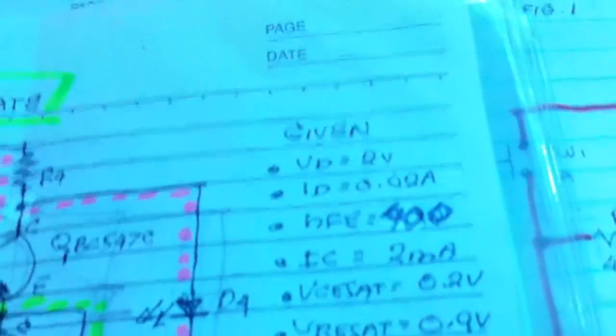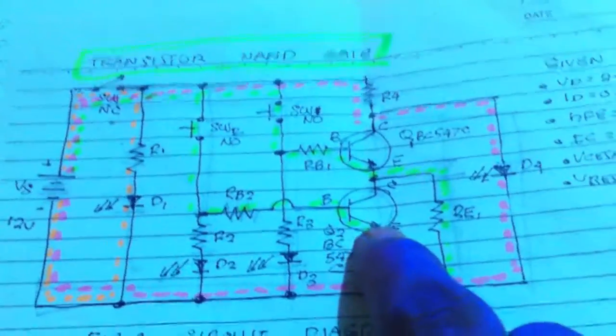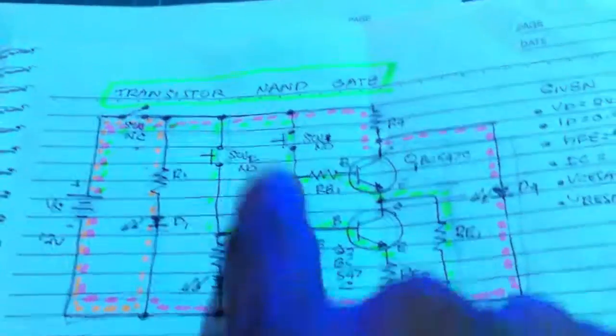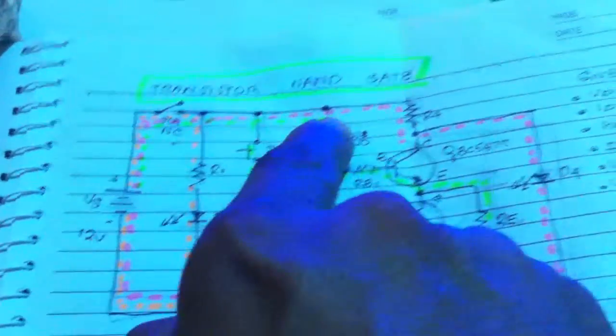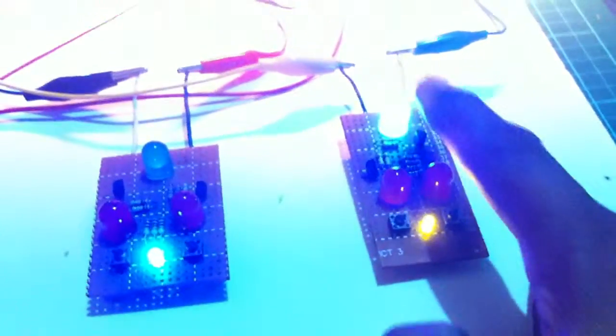We have the given values here, the IB, IC, and BCE, and we calculated the values here using Kirchhoff's voltage law. When you close the circuit, the only lit LED is the yellow one because the transistor is off. Both transistors are off because the push buttons are open. When you push the button here, current flows here. As you see, this is a NAND gate, and in the truth table the LED is still lighting.